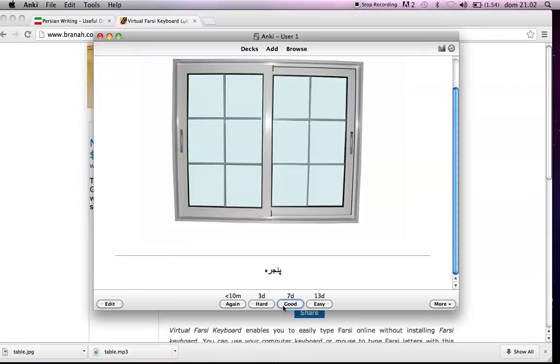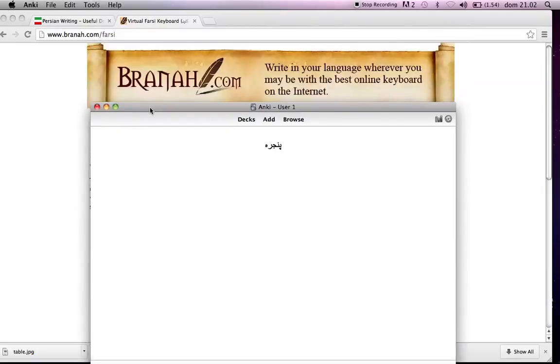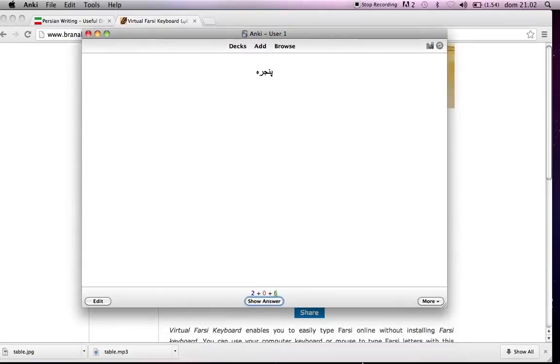Panjere. Because I knew the word but didn't quite know the pronunciation, I said panjera instead of panjere. I'm going to hit hard, because I don't think I need to see it again. Panjere. Except this is the reverse card. So that's really simple and nice.